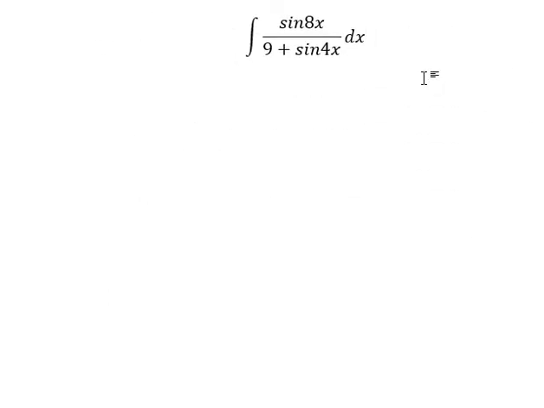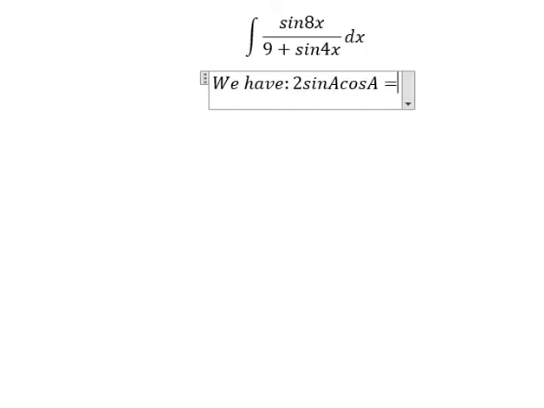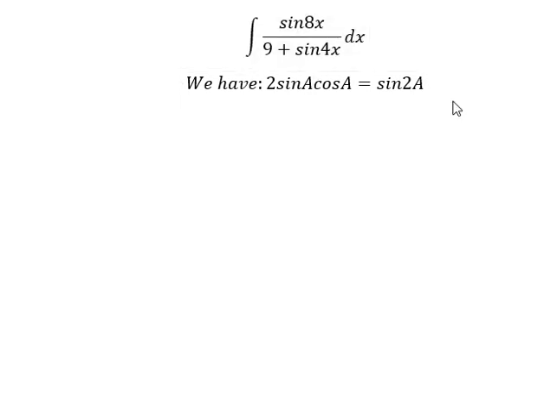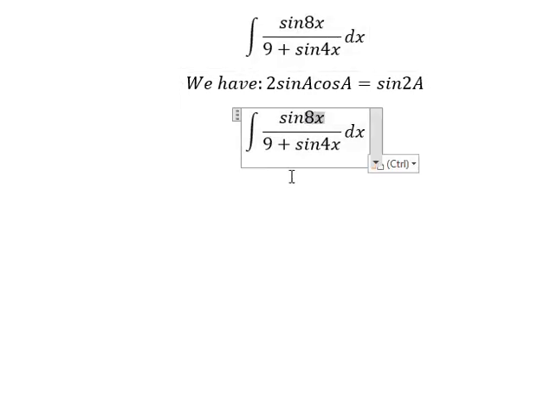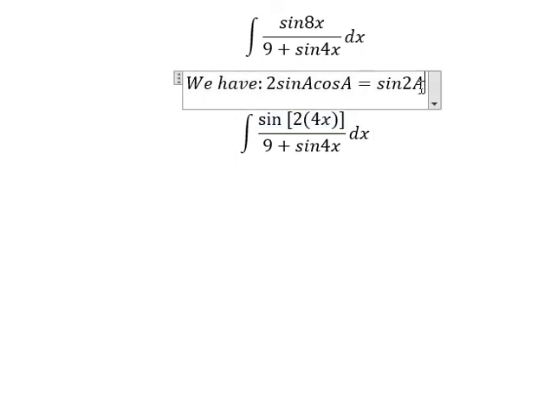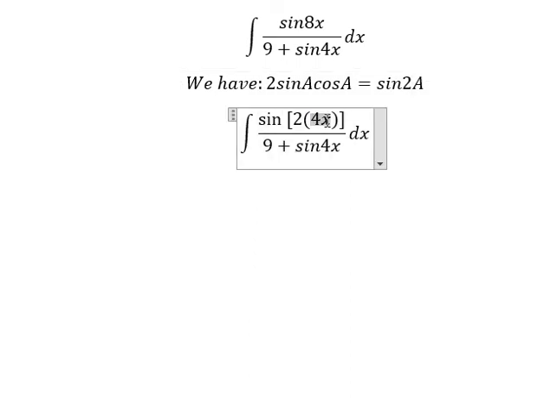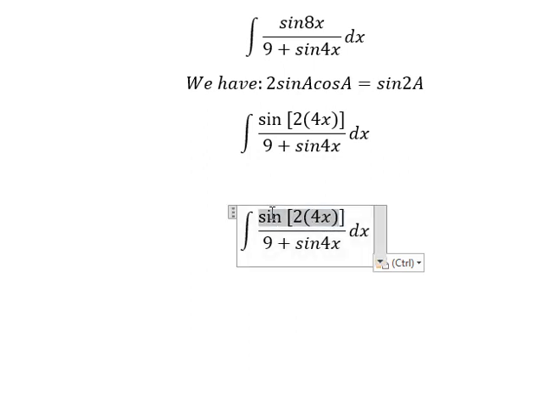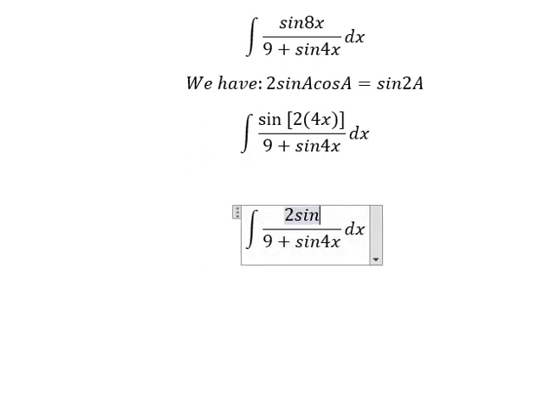Now let's go to the next one. We have the formula in here: 2 sin a cosine a equals sin 2a. So sin 2a, that is 2 multiplied by 4x. Now we apply the formula in here. So capital A represents 4x. If we apply the formula in here, we have 2 sin 4x cosine 4x.